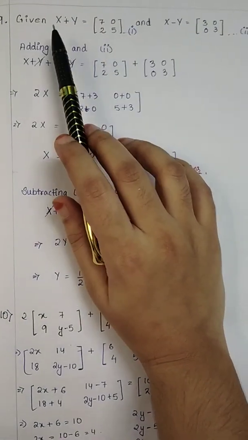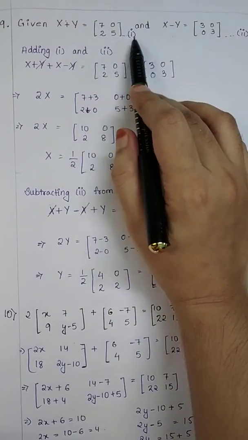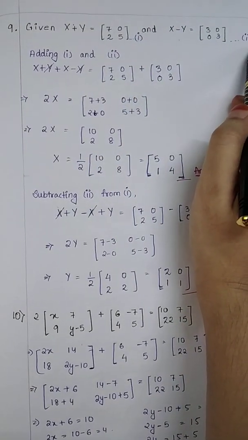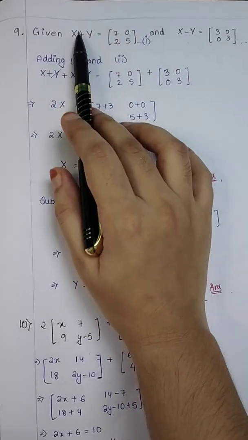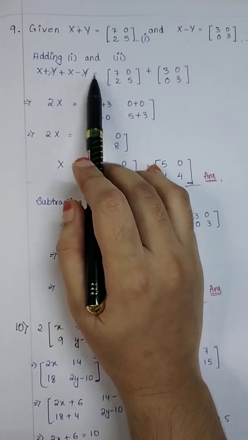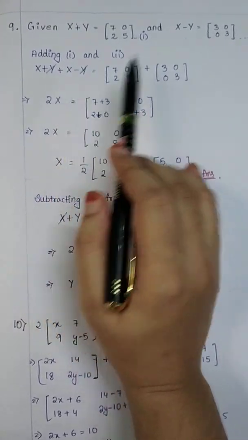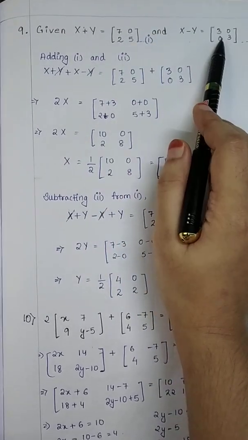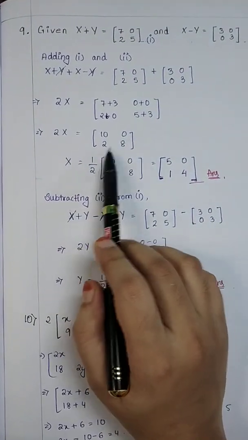In question number 9, x plus y is given and x minus y is given. So take this as equation 1 and take this as equation 2. Now when we add 1 and 2, what will we get? x plus y plus x minus y. So y and y will cancel each other. So what are we left with? 2x. And here we'll add these two matrices. When you add, we get the answer 10, 0, 2, 8.